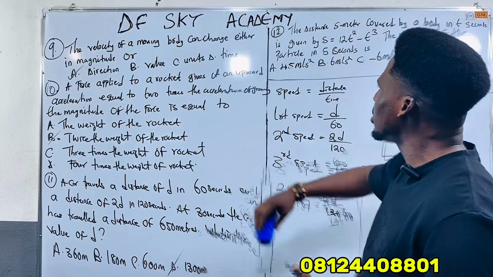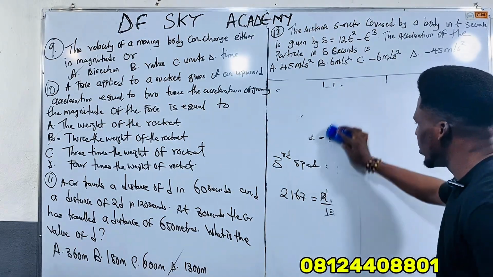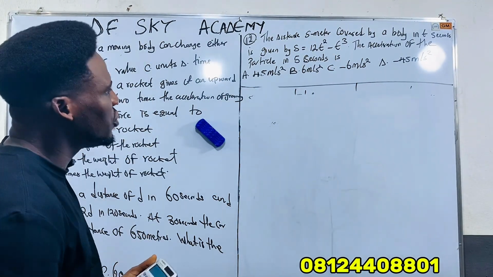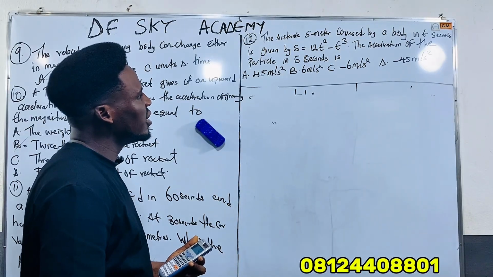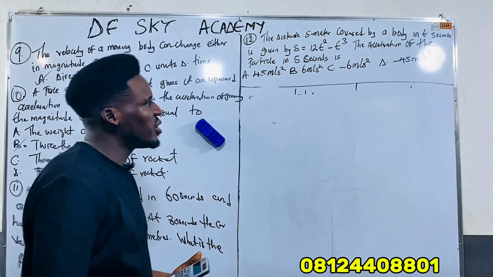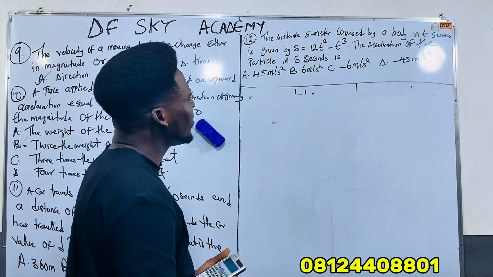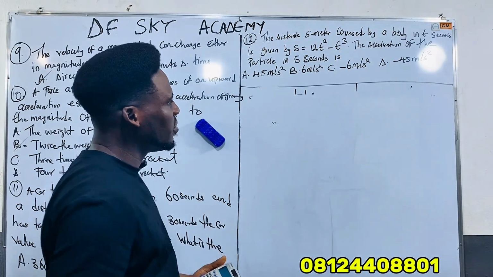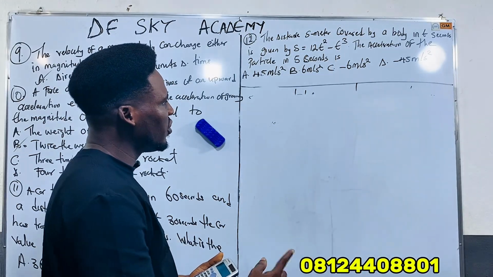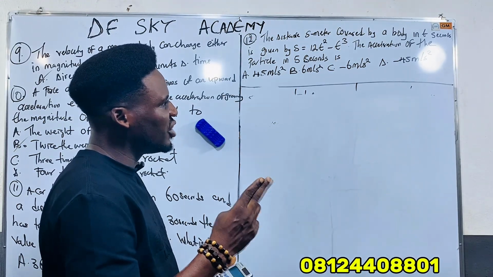So the last one, which is number 12. Let's say number 12 question. It said the magnitude x covered by a body in t seconds is given by x is equal to 12t squared minus t raised to power 3. The acceleration of the particle in 5 seconds is that. So they gave us a displacement of a body and they asked us to calculate for acceleration. So if they give us displacement and ask us to calculate for acceleration, that means we are going to differentiate twice.